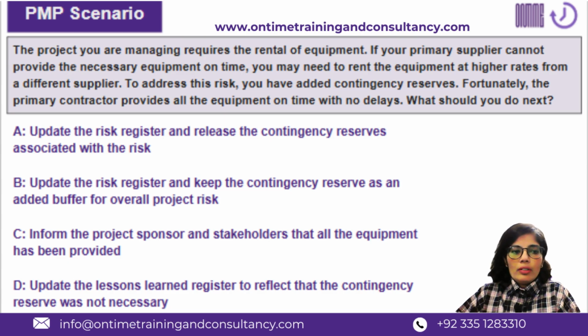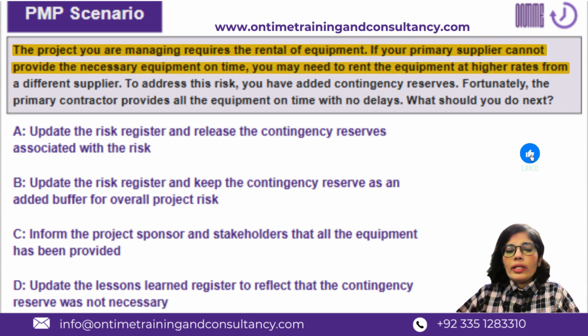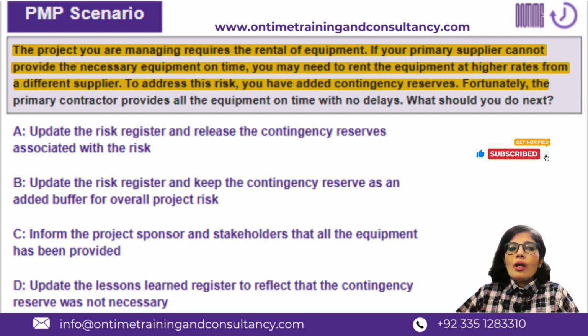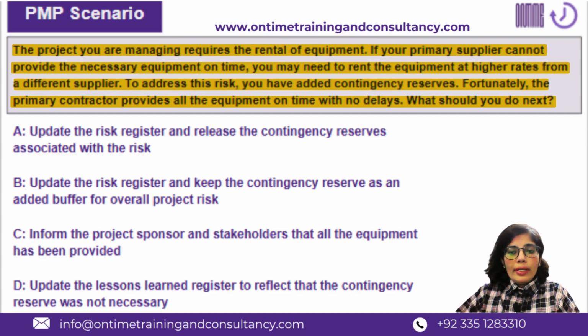The situation says that the project you are managing requires the rental of equipment. If your primary supplier can't provide the necessary equipment on time, you may need to rent the equipment at higher rates from a different supplier. To address the risk, you have added contingency reserves. Fortunately, the primary contractor provides all the equipment on time with no delays. What should you do next?